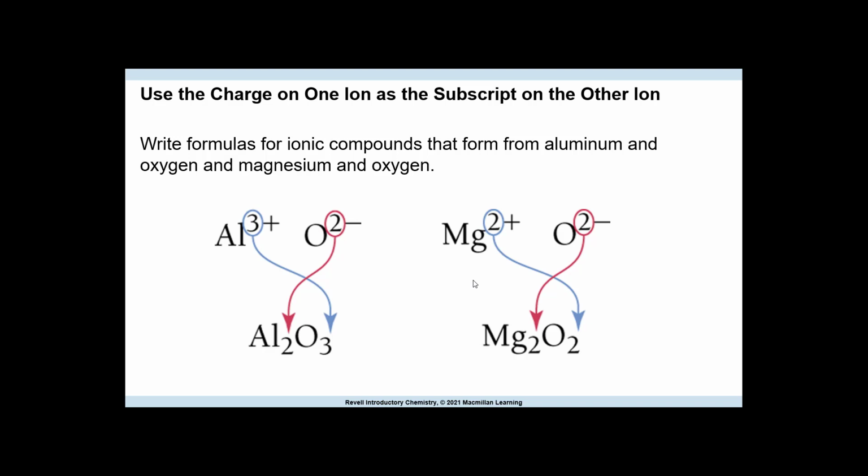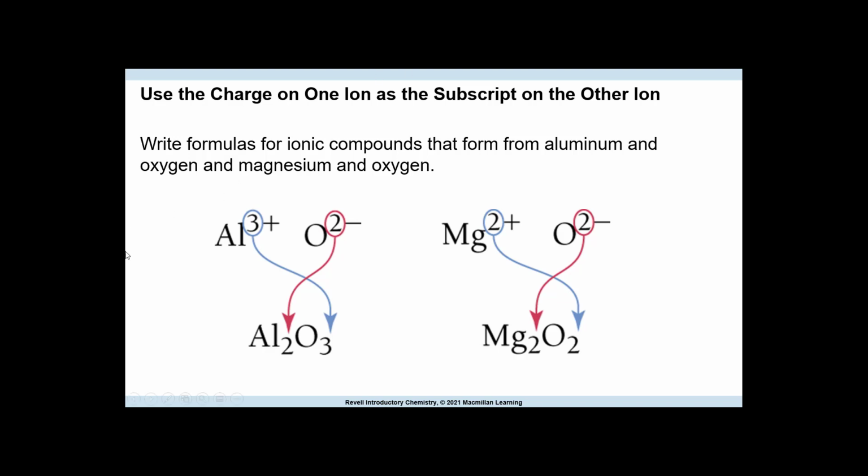So the key thing is you have to know the oxidation states, the charge states. You have to know them, and they have to be correct. For aluminum, for instance, we know that it has a 3+ charge and oxygen has a 2-. Remember, these still have to equal 0. Crisscross them. Take that 2 and crisscross it and put it as a subscript for aluminum, and take that 3 and crisscross it and put that for oxygen.